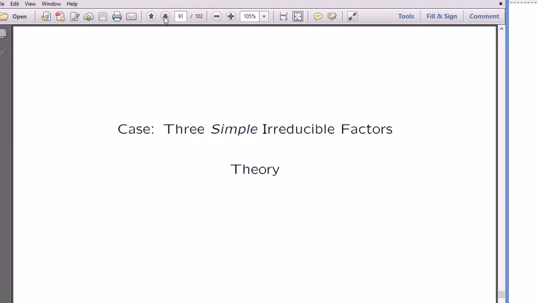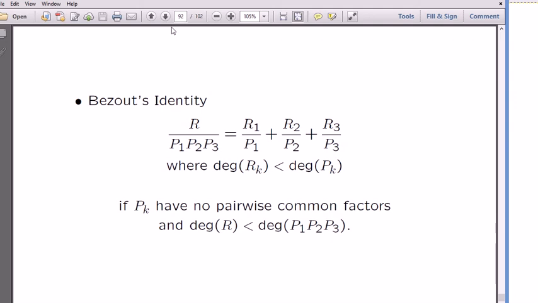Still, we're in the 2 factors. Now we're entering 3 simple factors, right? And the specialization technique really becomes powerful in here. So before we enter that, let's look at Bezout's identity once again. Bezout's identity was about 2 factors, right? Now I throw in 3 distinct irreducible factors. They're all distinct, no common factors.